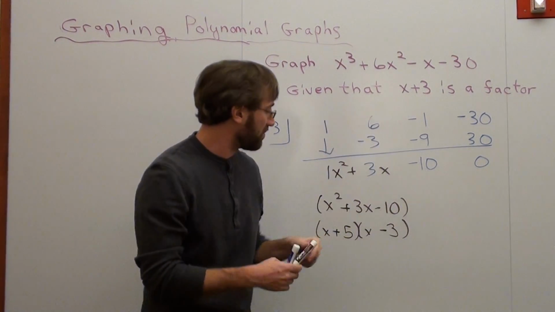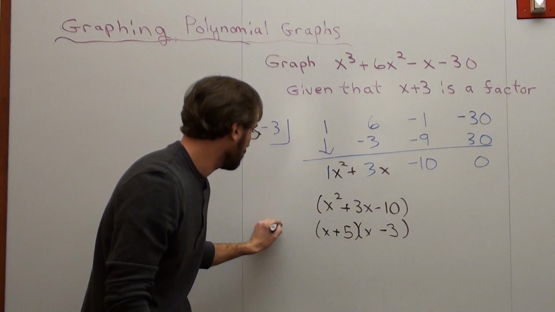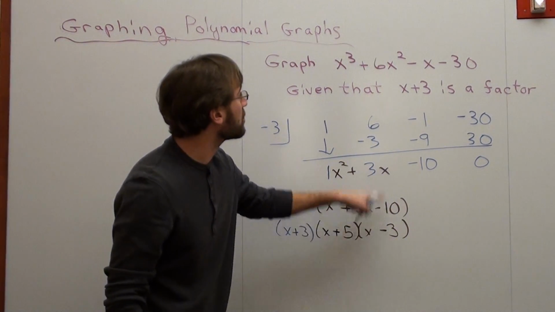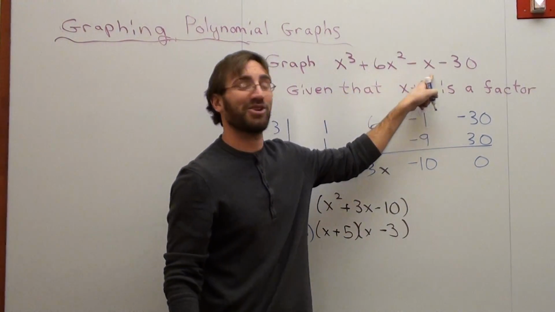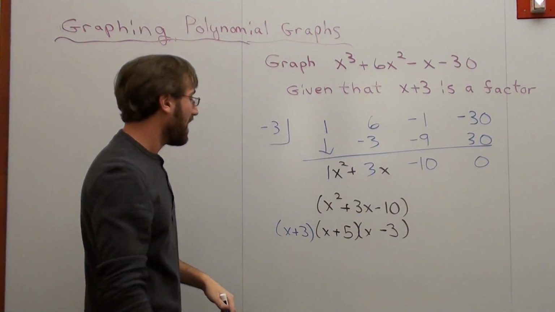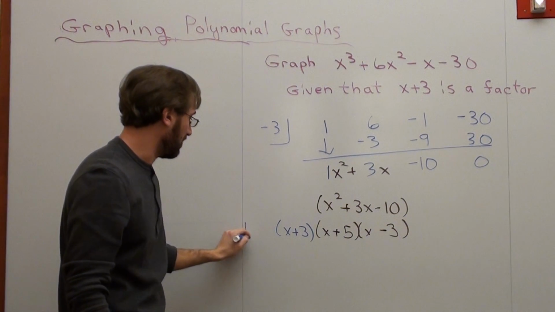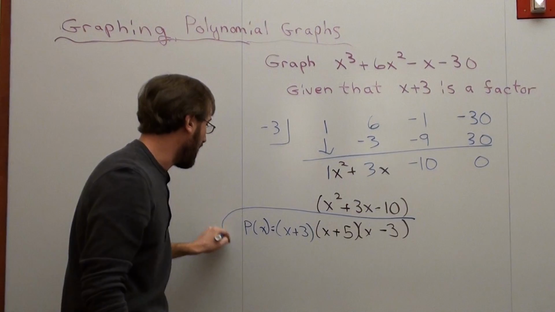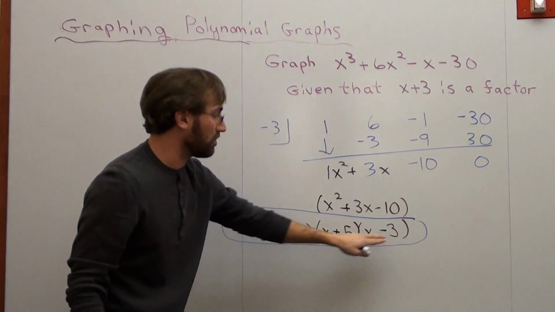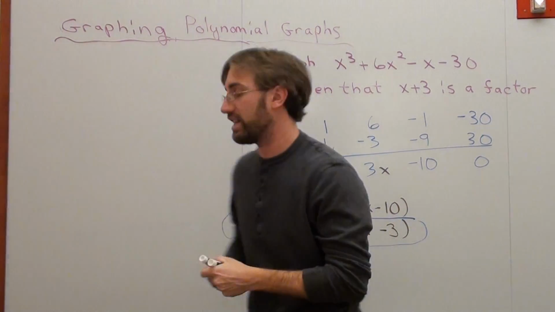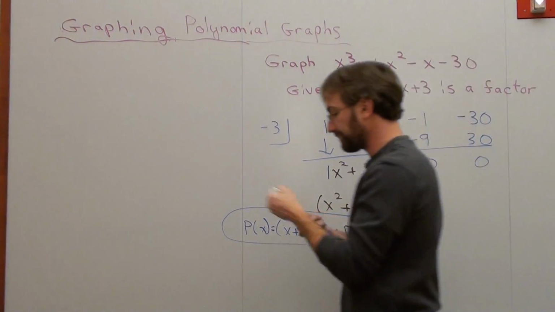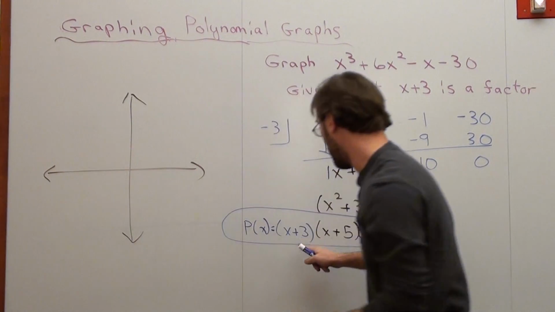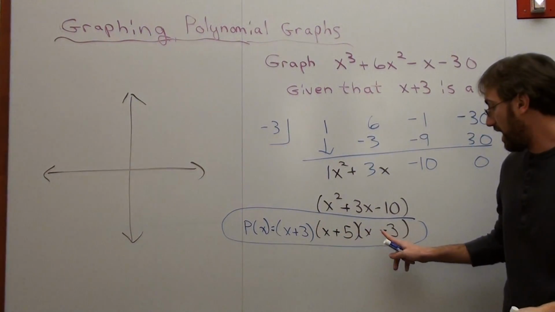But I already know that x plus 3 is also a factor. You can check it out for yourself. Multiply this one by this one by this one, and you'll get x cubed plus 6x squared minus x minus 30. It's really cool. And, well, you know, that's what p of x equals. But let's say I want some sort of graph. All I did was I rewrote this to look like this. But the reason why I did that is because now I can locate my zeros. And they're at -3, -5, and positive 2.